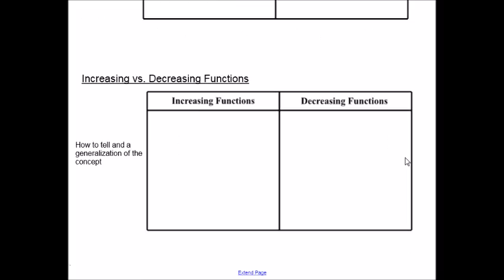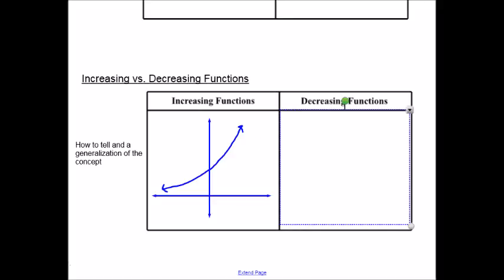The next thing we're going to talk about is increasing and decreasing functions. Increasing functions in general are moving upwards from left to right, whereas decreasing functions are moving downwards from left to right. I like to think about this as if I was walking across this graph from left to right, like I would read a book: am I walking up a hill or down a hill? If I'm walking up, it's increasing. If I'm walking down, it is decreasing.